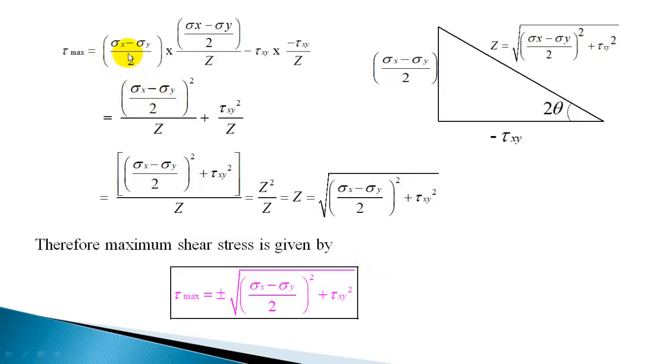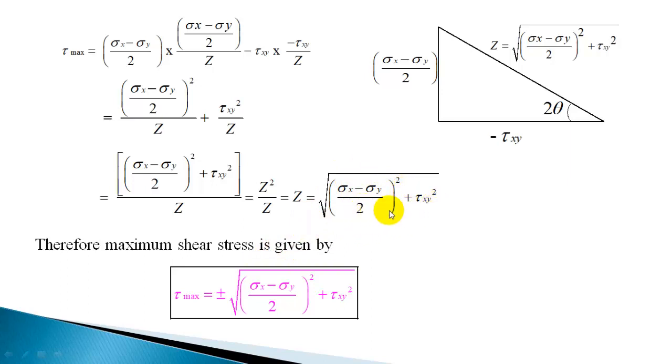So tau max is equal to (sigma x minus sigma y) by 2 into (sigma x minus sigma y) by 2 divided by z, minus tau xy into minus tau xy by z. So that will give ((sigma x minus sigma y) by 2) square divided by z plus tau xy square by z. Taking the common denominator, you will get ((sigma x minus sigma y) by 2) square plus tau xy square, which is the same as z square. So z square by z is equal to z, and z we know is the root of ((sigma x minus sigma y) by 2) square plus tau xy square.